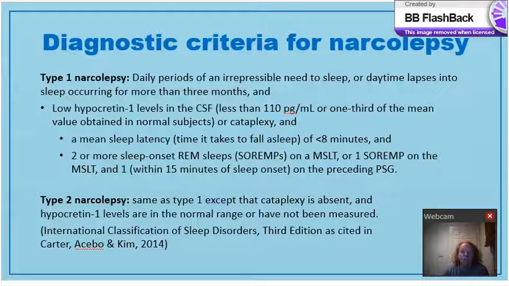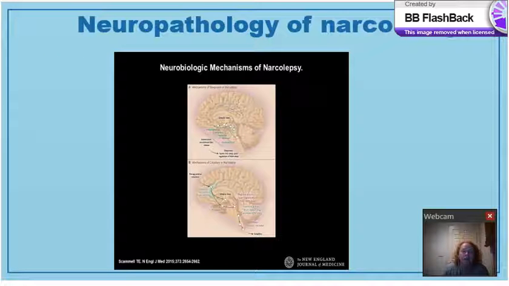Type 2 narcolepsy is the same as type 1, except that cataplexy is absent and hypocretin 1 levels are in the normal range or have not been measured. The neuropathology of narcolepsy is not fully understood. However, as shown in the above figure, a loss of hypocretin and orexin-producing neurons is thought to be responsible for lowered motor cortical excitability and reduced activity in the histaminergic system in people with narcolepsy.